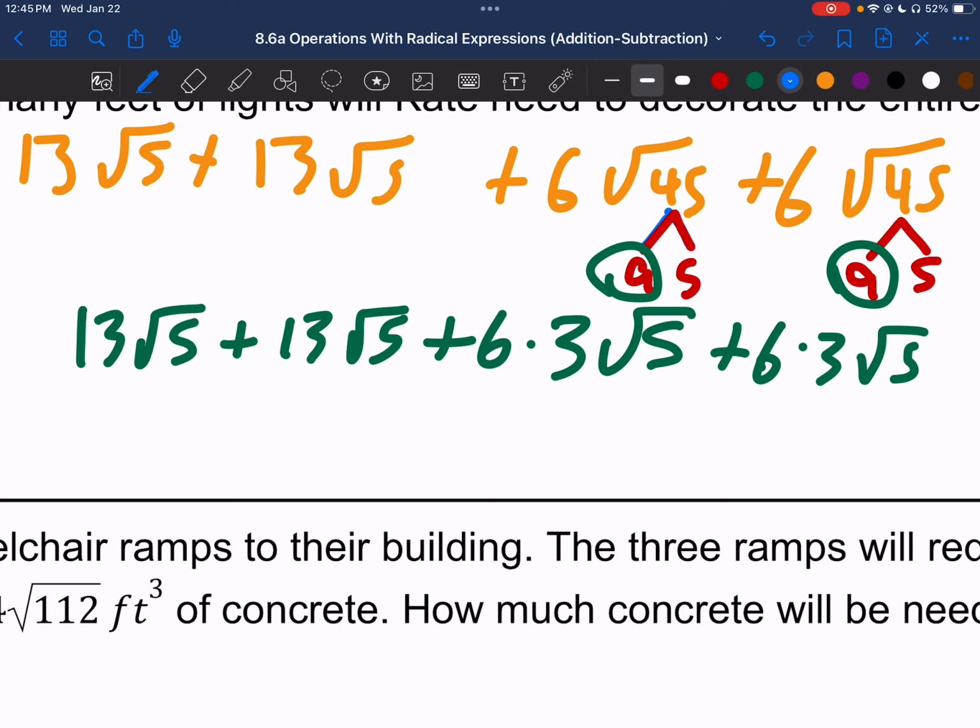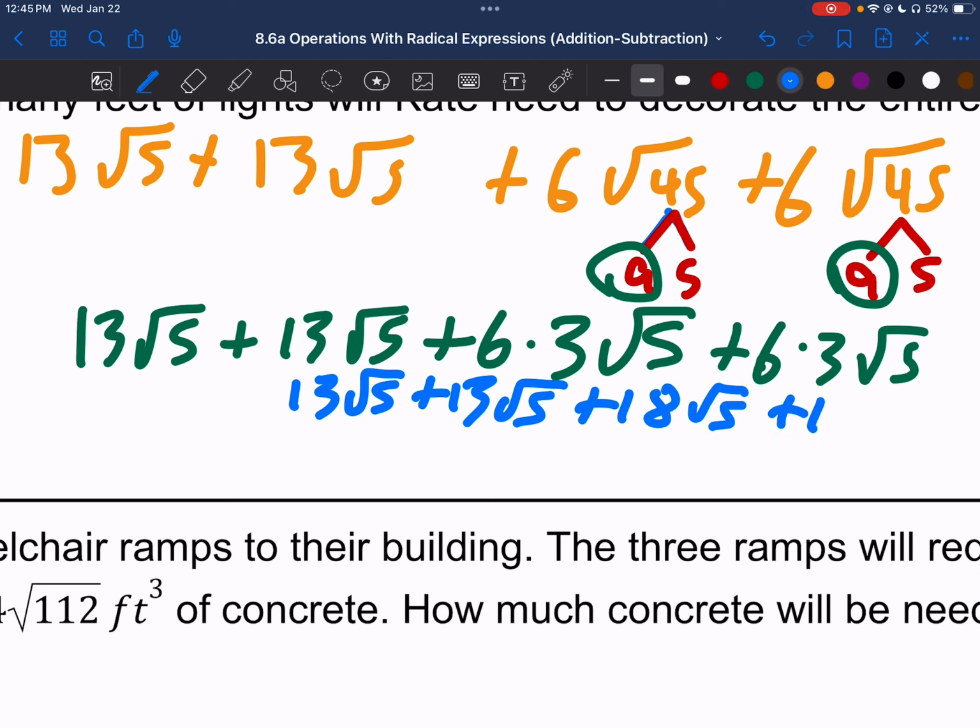So you have 13 root 5 plus 13 root 5 plus 18 root 5 plus 18 root 5. When you add those coefficients together, 13 plus 13 plus 18 plus 18, you're going to get 62 square root 5 feet of lights. So you'll need 62 times the square root of 5 feet of lights.